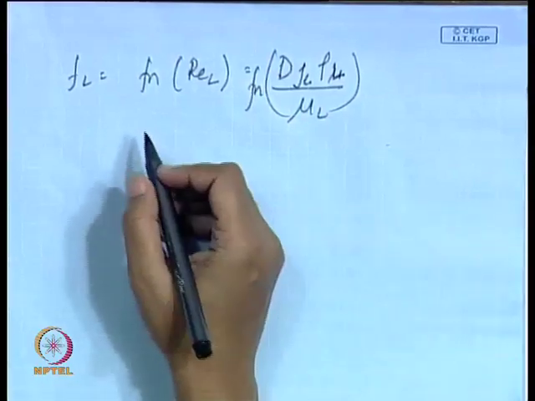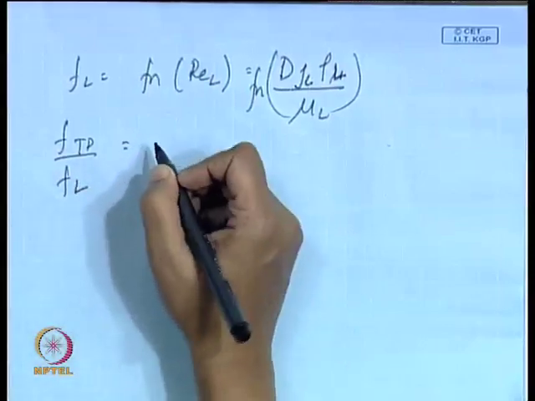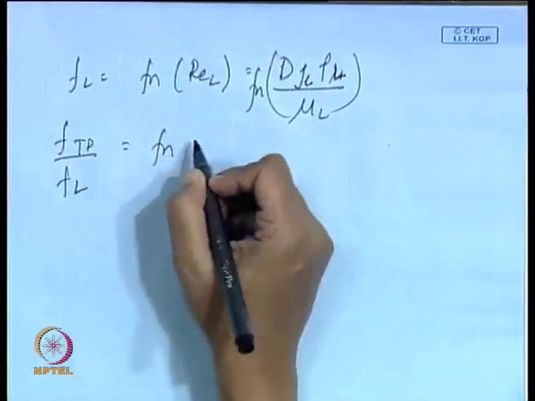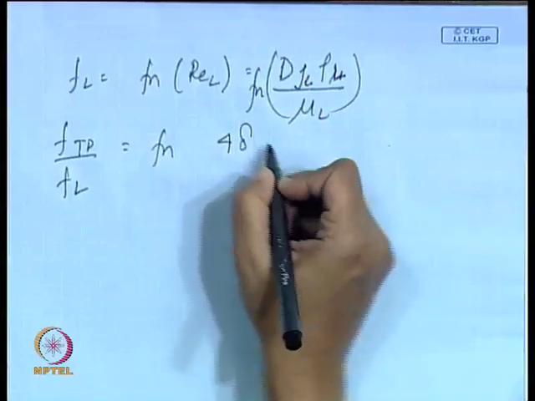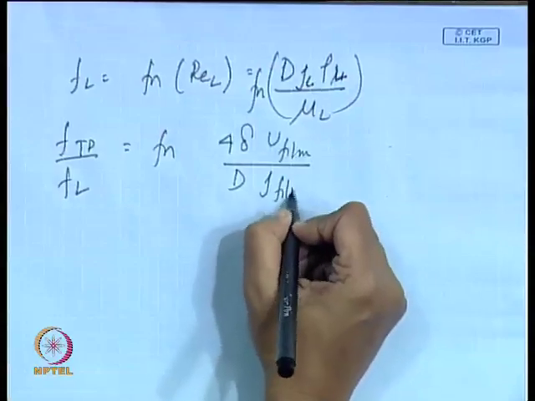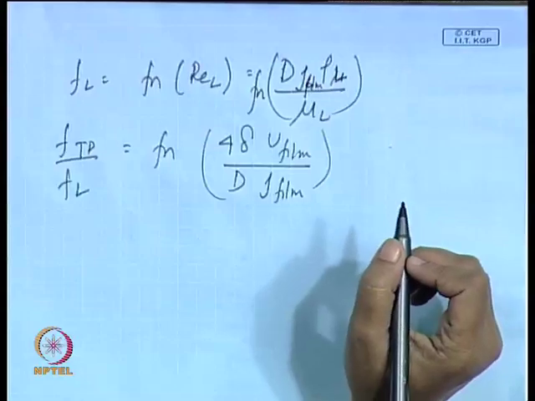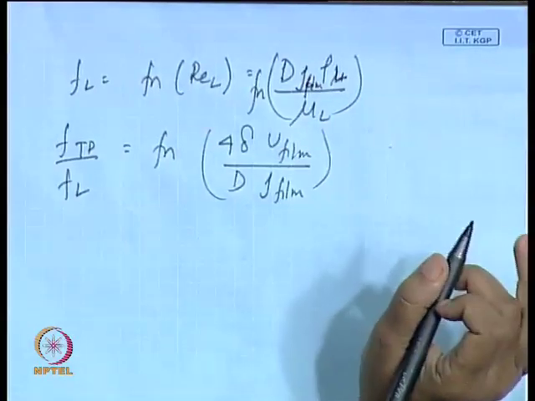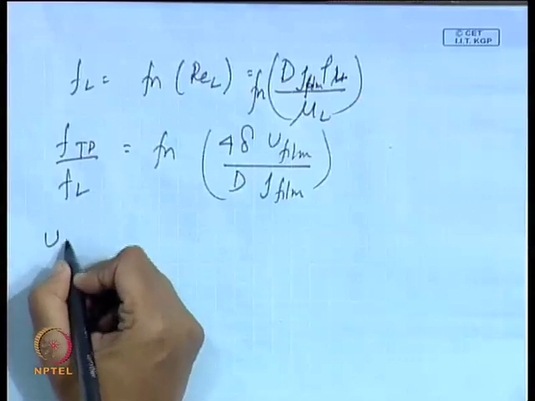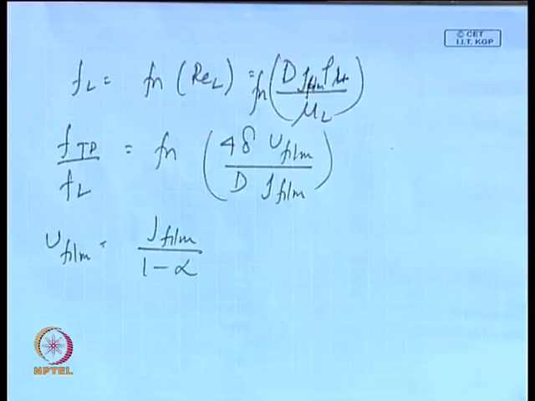Now, in this particular case, what do I get? So, therefore, I know FTP by FL, this will be a function of, I will not write the details, 4 delta U film by D J film, JF or J film, whatever you write down. Yes or no? Do you agree with me? Achha, now we know what? We know U film equals J film by 1 minus alpha. Do we know this?